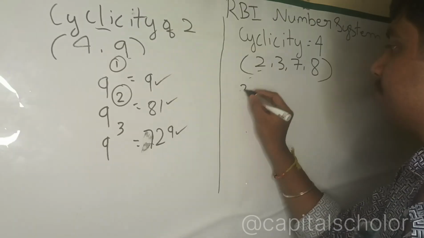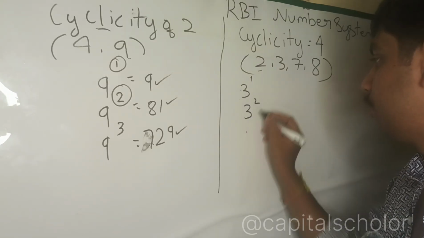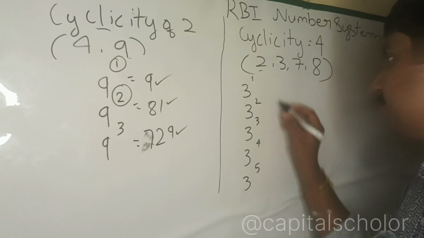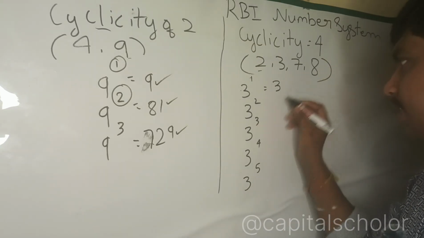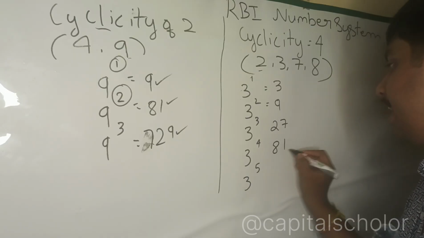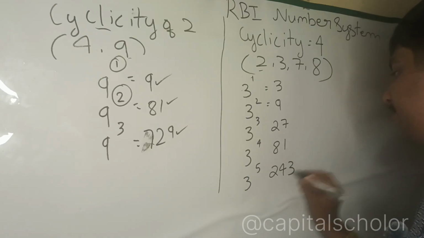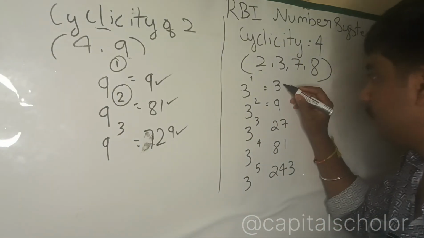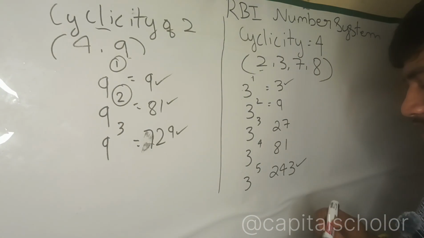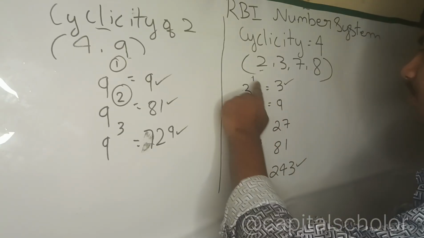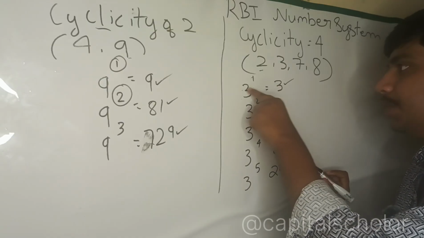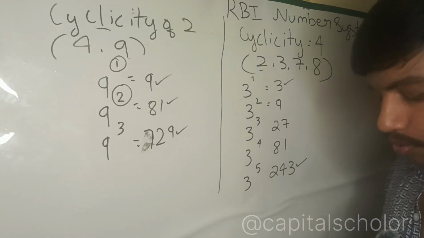Okay, 3 to the power of 1, 3 to the power of 2, 3 to the power of 3, 3 to the power of 4, 3 to the power of 5. 3 ones are 3, 3 threes are 9, 9 threes are 27, 27 threes are 81, 81 threes are 243. See, even here the first number is 3, the fifth number is 3. So that's why we call it the cyclicity of 4: 1, 2, 3, 4. After the fourth number, the fifth number is always the unit place itself. Okay, I hope you understand.